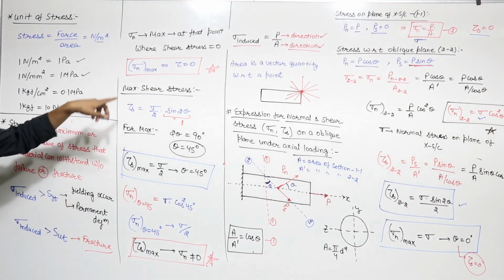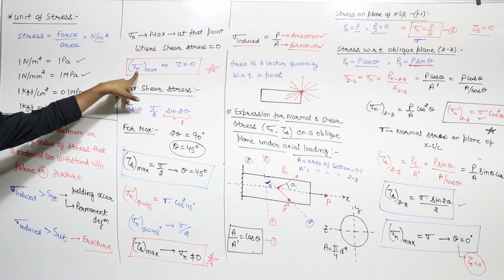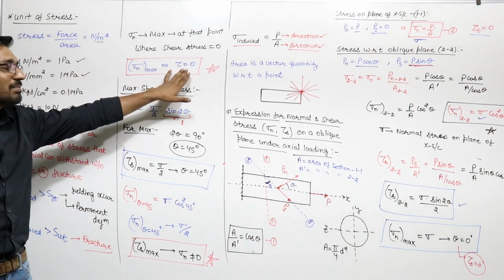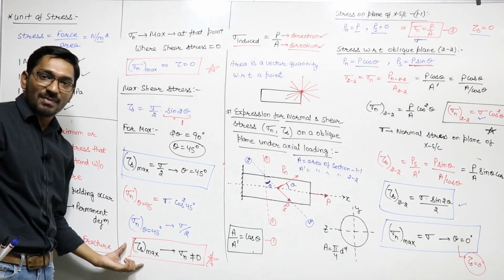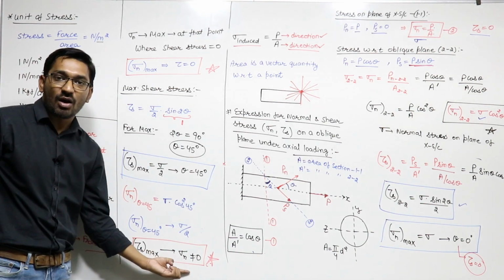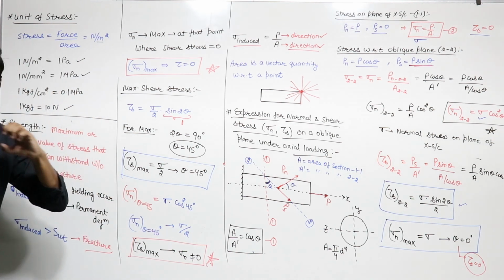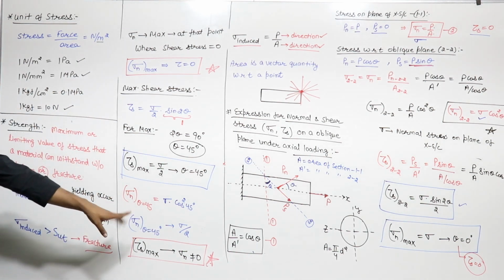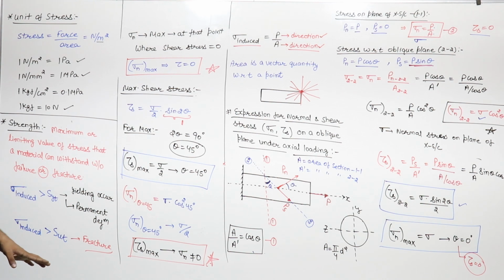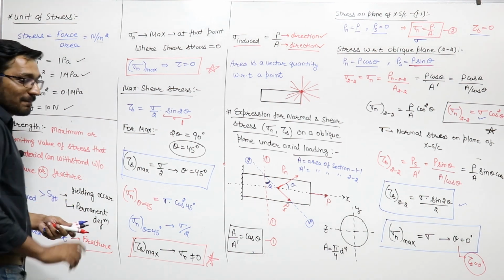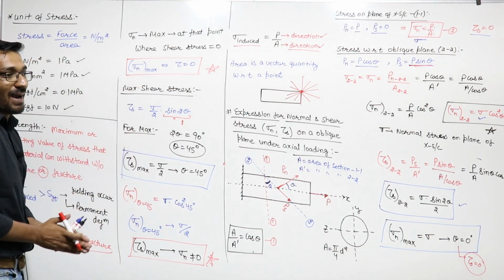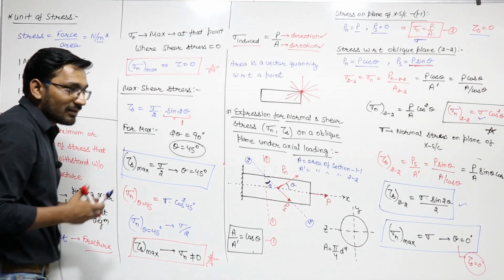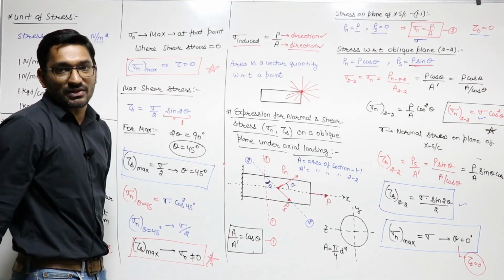But where normal stress is maximum, then shear stress must be 0, but the reverse is not true. Where shear stress is maximum, normal stress cannot be equal to 0. It has some value, right? It cannot be equal to 0. So you can say one thing also, that at a plane where normal stress is maximum, that implies that shear stress is 0.